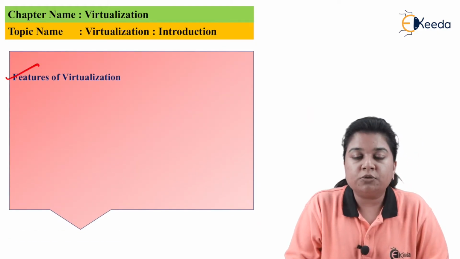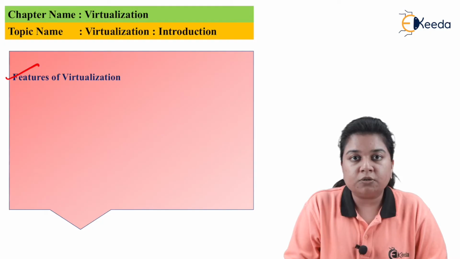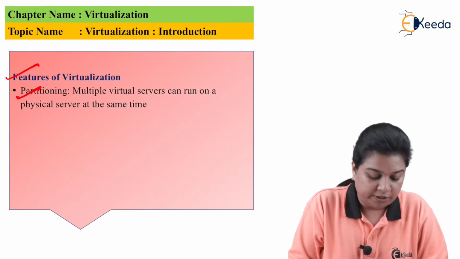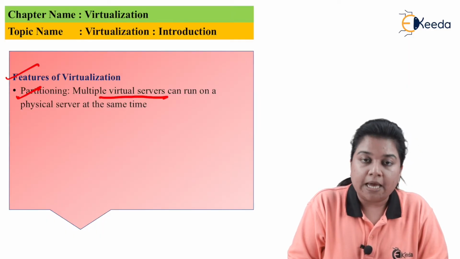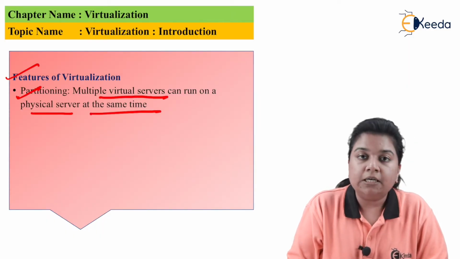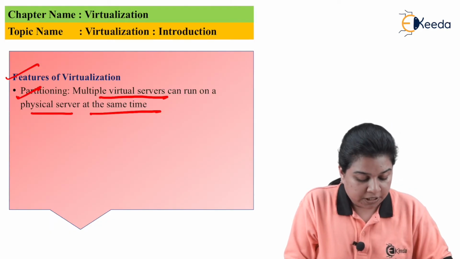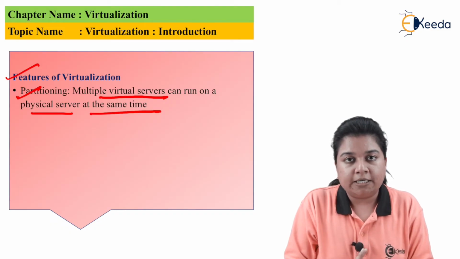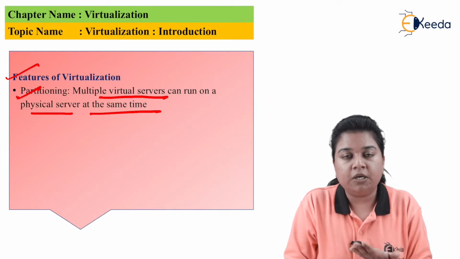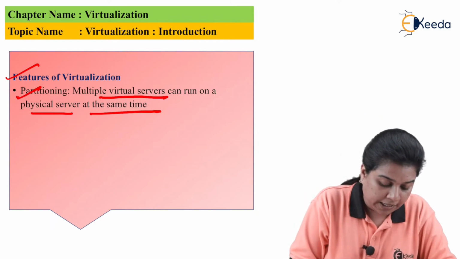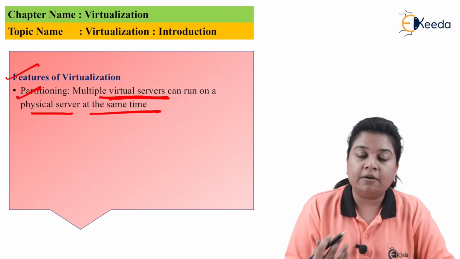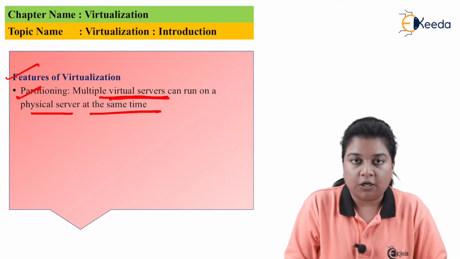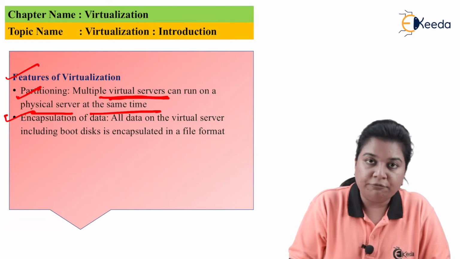Other point is features of virtualization. Features of virtualization include partitioning. It is the first point. Multiple virtual servers can run on a physical server at the same time. Thus, with the help of partitioning, we can partition the physical server or data center storage space, the hardware resources which we have, and then multiple virtual servers can run simultaneously on that single physical server or machine.